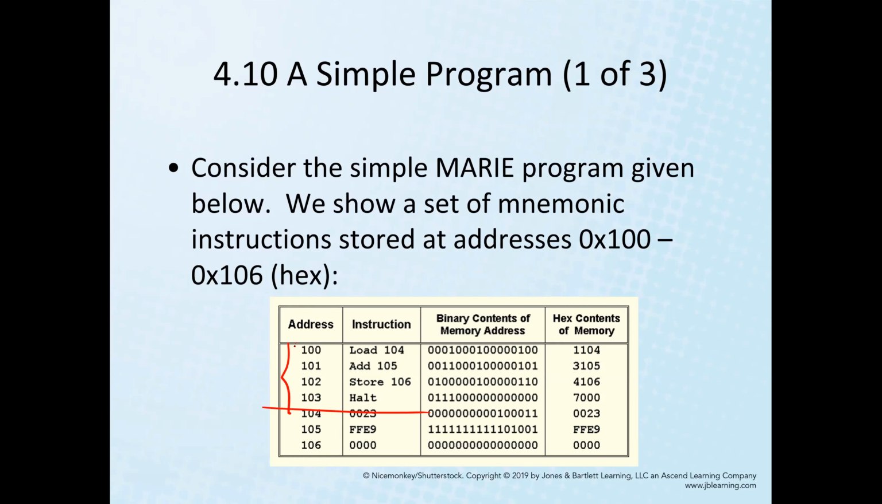So by running these two lines, the content of address 104 will be added to the content of address 105 and placed in the accumulator. Line 102 says to store the accumulator value in address 106. So the accumulator, which is the total of addresses 104 and 105, will be stored in address 106.